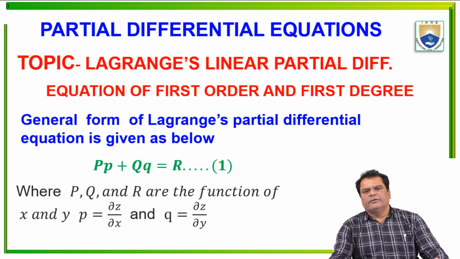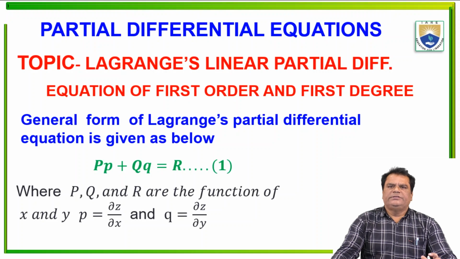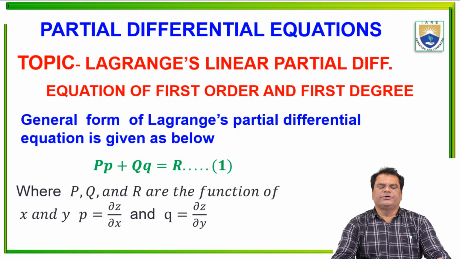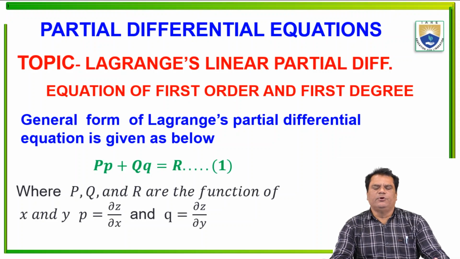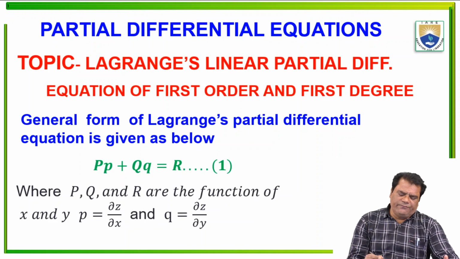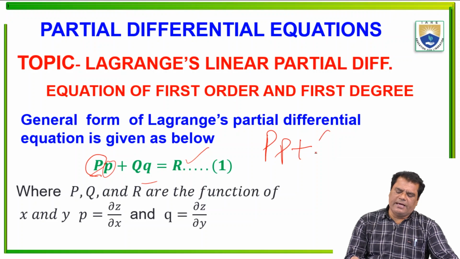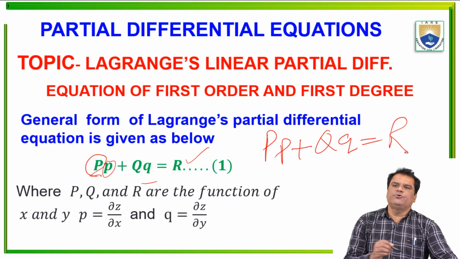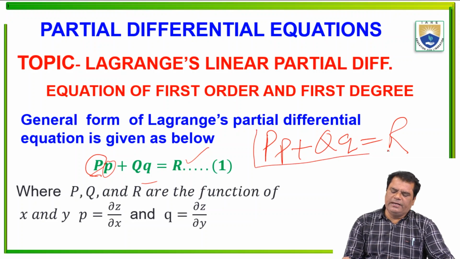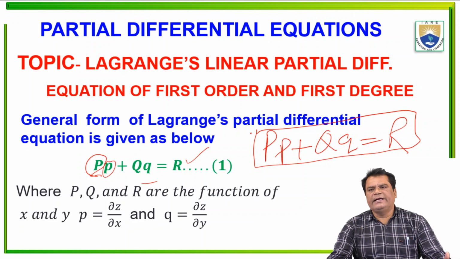First of all, I want to tell you the general form of Lagrange's partial differential equation of first order and first degree, given as below. The partial differential equation is capital P into small p plus capital Q into small q equal to R. This is the general linear differential equation known as the Lagrange partial differential equation of first order and first degree.